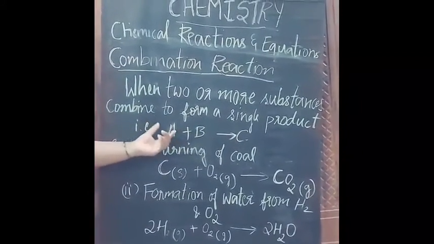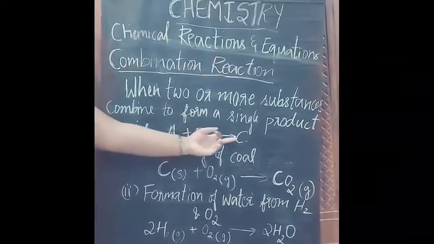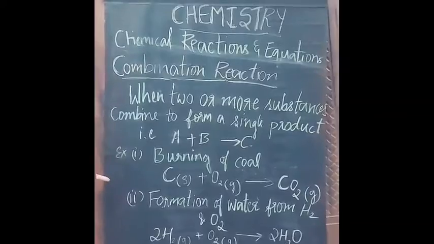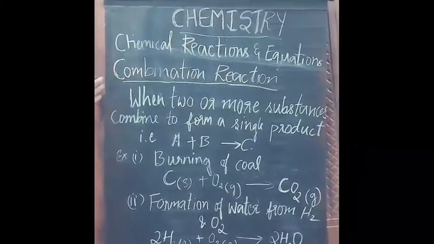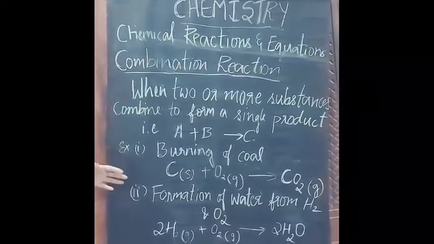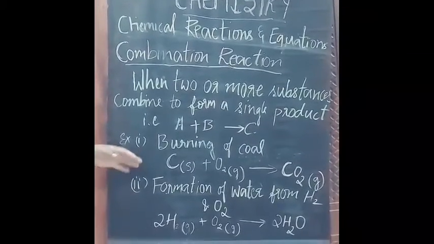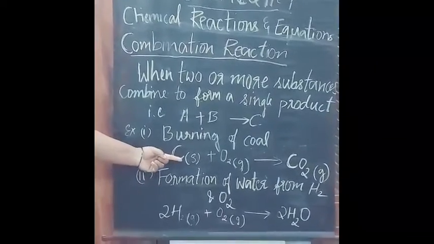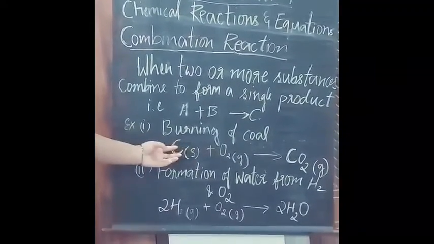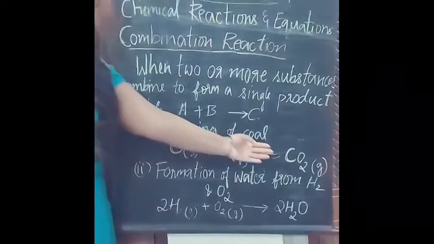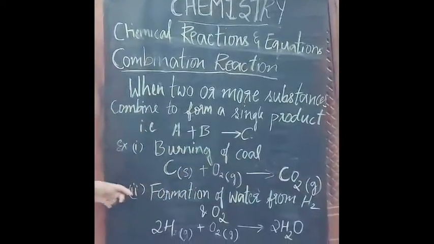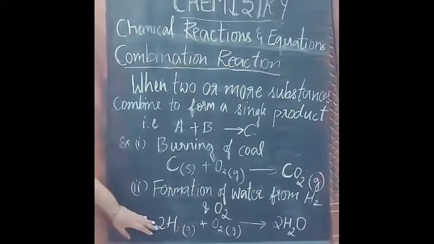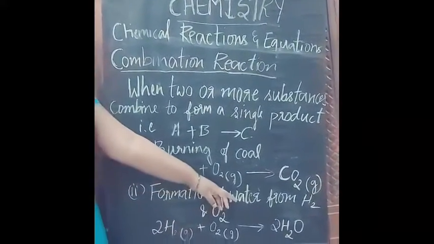Here A is one substance and B is another substance. Finally, you are getting a product, that is C. Examples of combination reactions are burning of coal and formation of water from hydrogen. See how burning of coal will take place. This is coal, C, and this is oxygen. When they combine together and burn, it will give carbon dioxide gas. And next is formation of water from hydrogen. Hydrogen will combine with oxygen and it will give water.